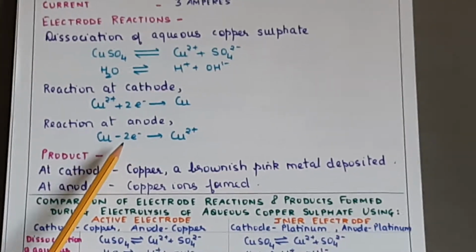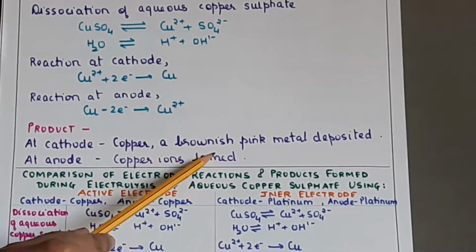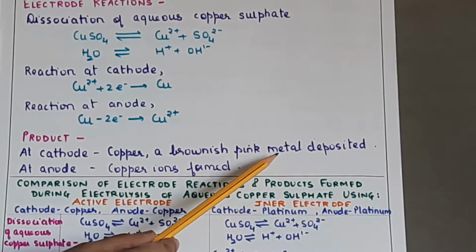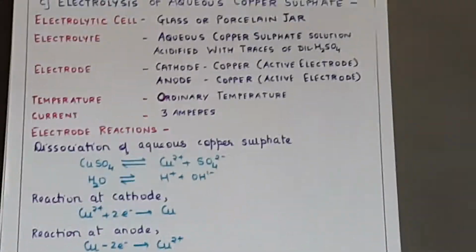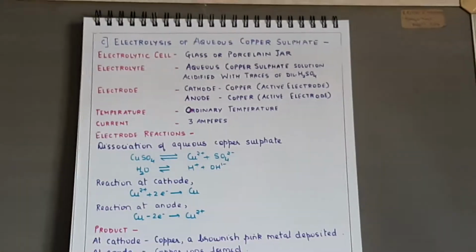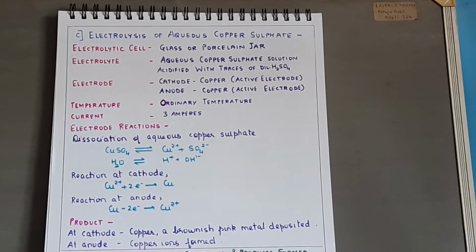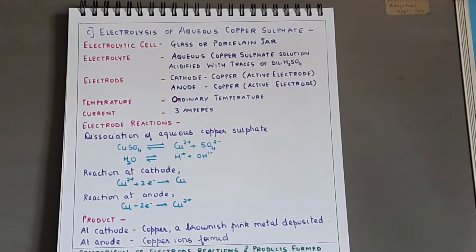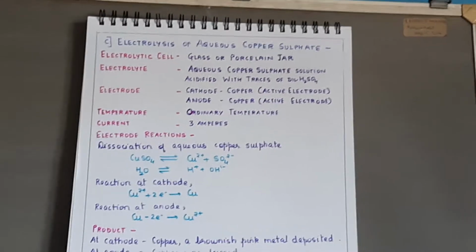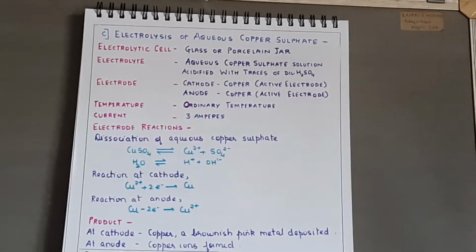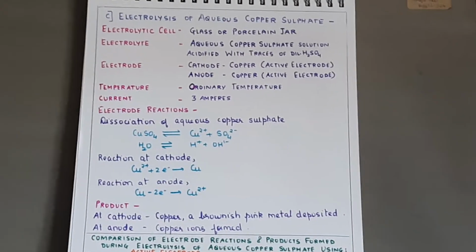Okay, clear? Yes, and specific observation with cathode, if it's asked, then you have to mention this: copper, a brownish pink metal deposited. Okay, is it clear? So questions related to this, when active electrodes are used, many times it is asked, like the blue color of aqueous copper sulfate remains intact when the active electrodes are used. Now if you use inert electrodes, what were inert electrodes? Those which do not take part in the electrolysis. Yes, then what is the difference?